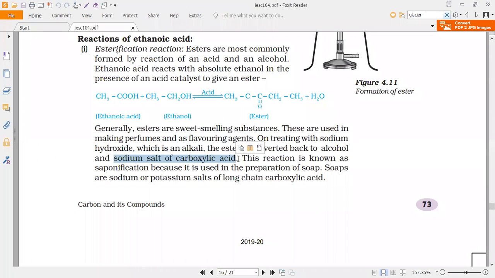What is the name of that reaction? Saponification, which is the preparation of soaps. We are going to study soaps and detergents. Soaps are the sodium or potassium salts of long chain carboxylic acids. So that is saponification. Sweet smell and fruity smell are the same only. You will get a good smell, attracting fruity and sweet smells.